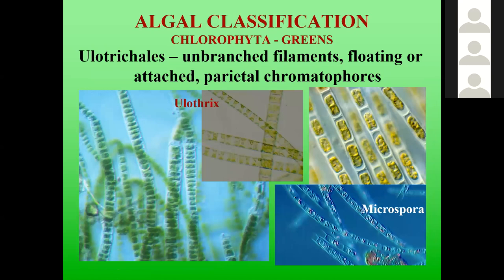Ulotrichales are unbranched filaments. The primary representatives there are Ulothrix and Microspora. Ulothrix has this parietal chromatophore that's not quite a full ring. It can be a full ring, but here you're seeing a partial ring that wraps around the cell. Microspora, when it breaks, the cells are like half cells. They have endpoints that stick out, look like spines, but it's really just the end of the cell wall. So they're identifiable when you know what the features are.